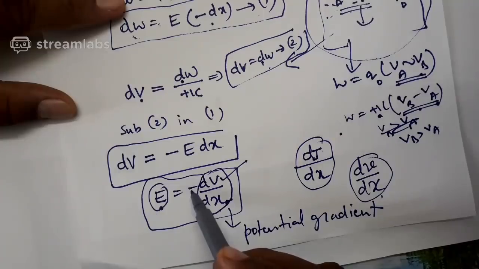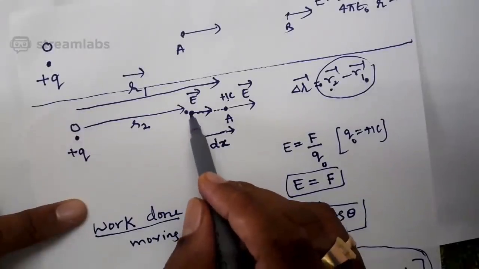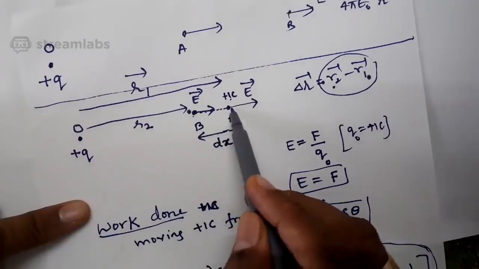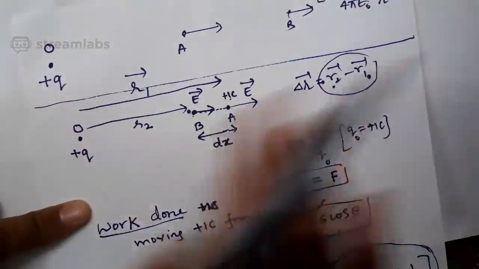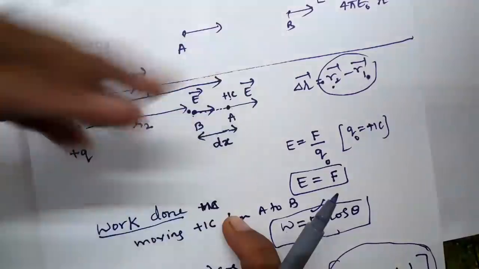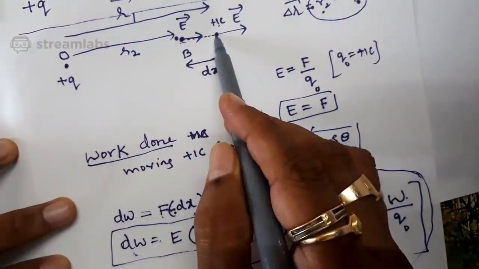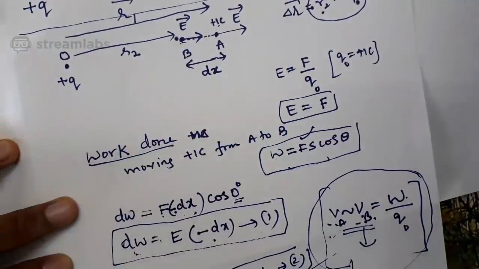The question is, what is the significance of the negative sign? I'll tell you. When you are moving from B to A in this discussion, you are moving along the direction of the electric field. Use your knowledge and tell me, when you are moving from B to A, is the potential decreasing or increasing?